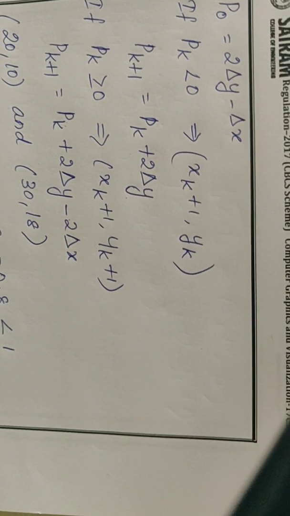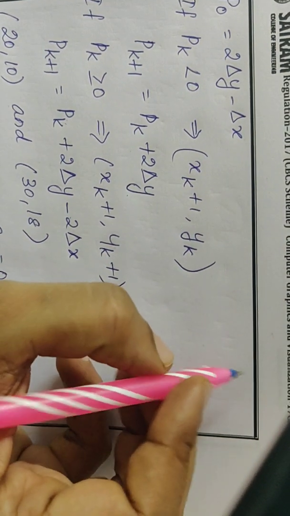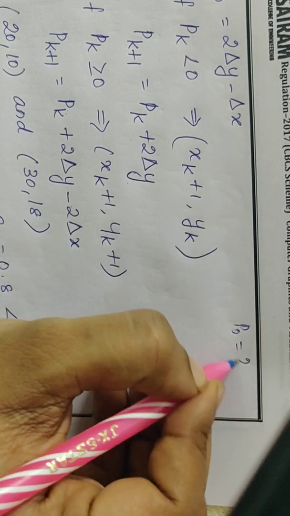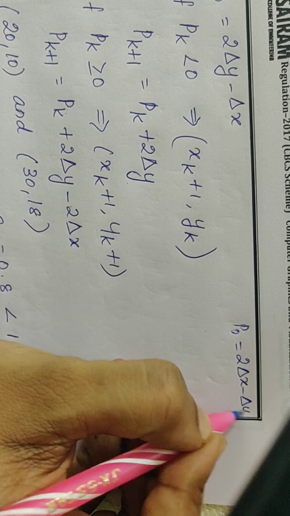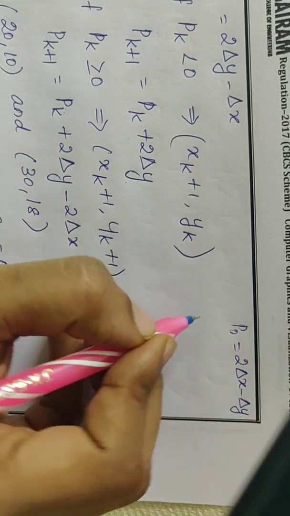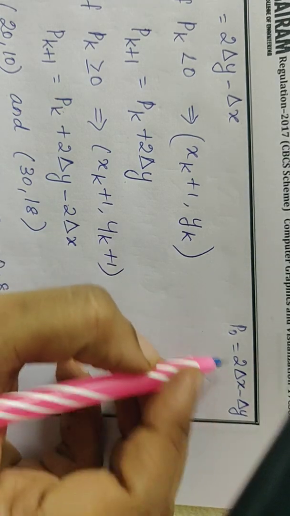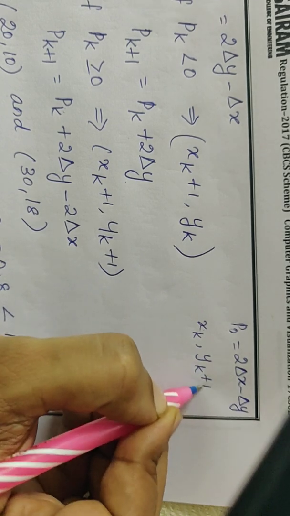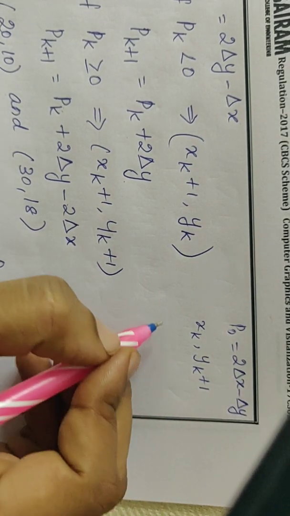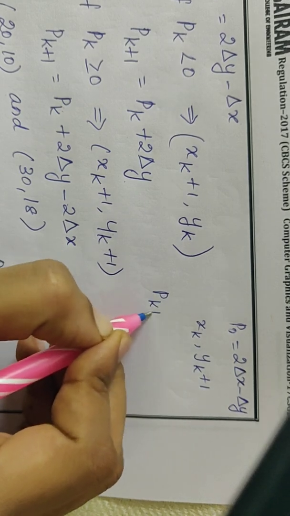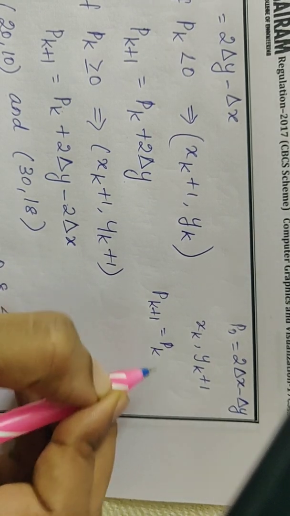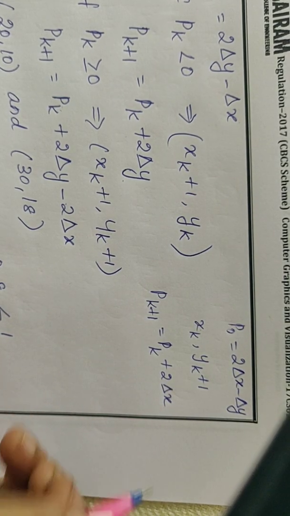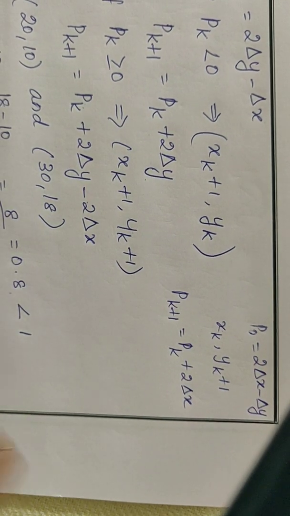So you have to write the next formula. Here P0 will be 2 delta x minus delta y in the next case. And if pk value is less than 0, what could be the coordinates here? xk comma yk plus 1. And what will be the next decision parameter value? It will be pk plus 2 delta x.